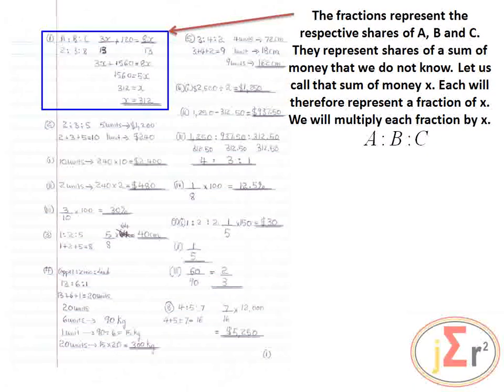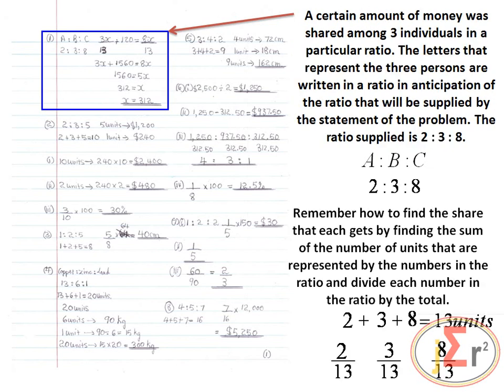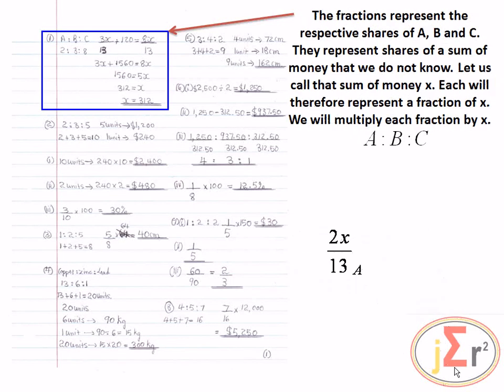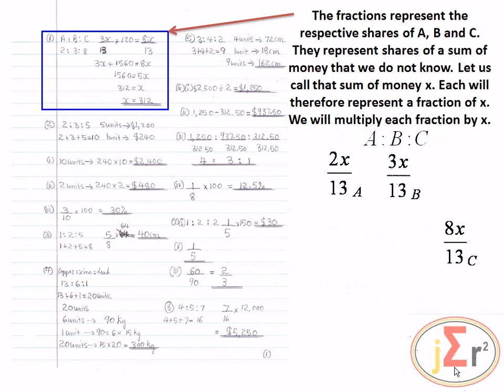Let us call that sum of money X. Each will therefore represent a fraction of X. We will multiply each fraction by X. Here are your fractions, and we will multiply each one by X. So this one will get 2 over 13 of X, 3 over 13 of X, 8/13 of X. There we have them.